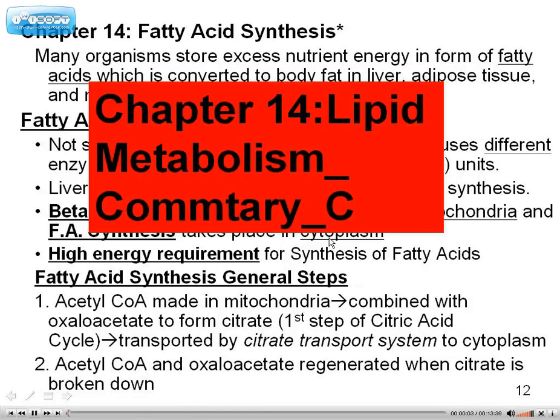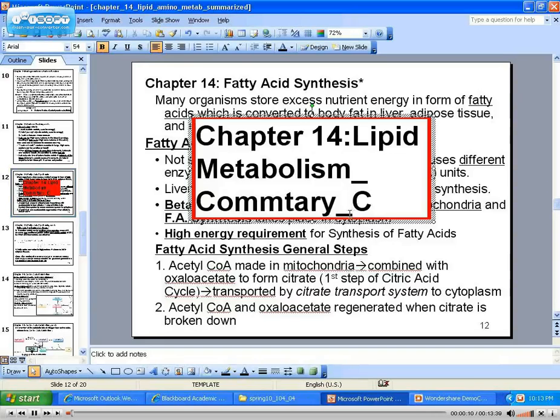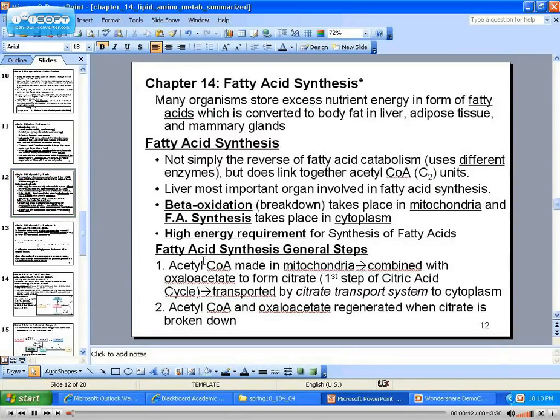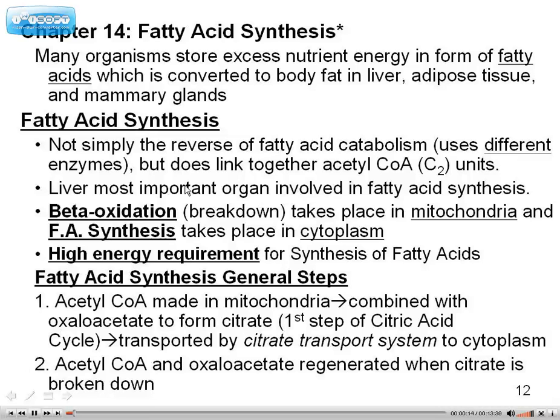Chapter 14, Lipid Metabolism, Commentary C. In this portion of the commentary, we're going to talk about fatty acid synthesis.